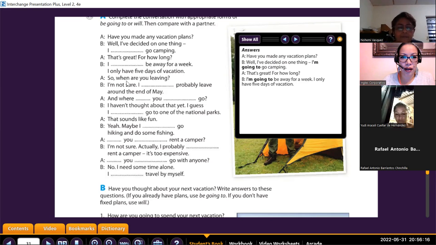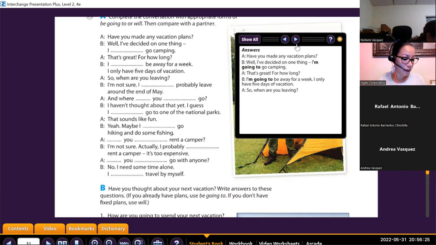So where are you living? And it says, I'm not sure. I will probably live around the end of May. Okay, so will. Yes, will. Correct. Yes, because it says, I'm not sure. So will is the correct option here. I'll probably live around the end of May, right?